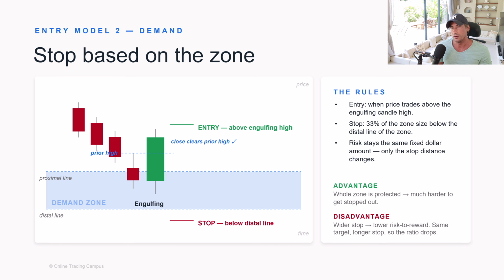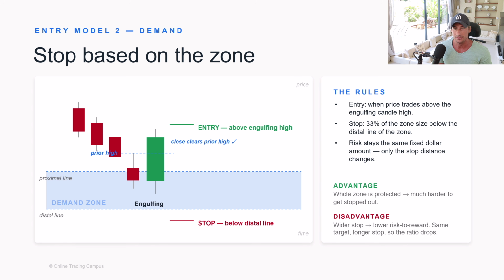Same trade here, second way to set the stop. The zone stop. The entry is exactly the same. I buy above the engulfing high, only the stop changes. This time I put it 33% of the zone size below the distal line. The distal line is the far edge of the zone. So now my stop protects the whole zone, not just the candle.